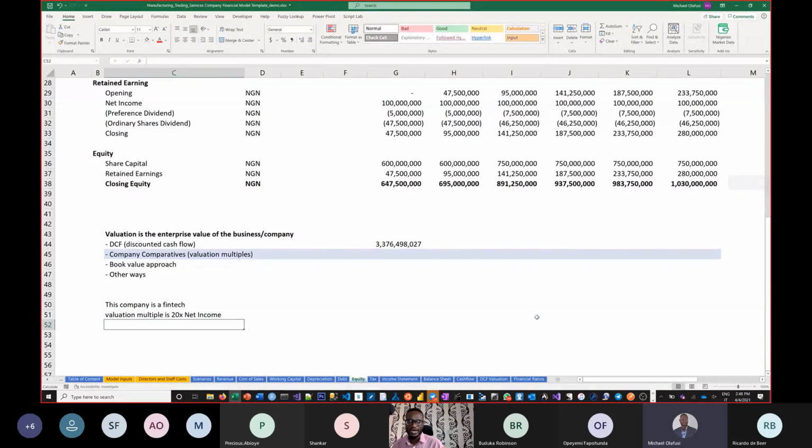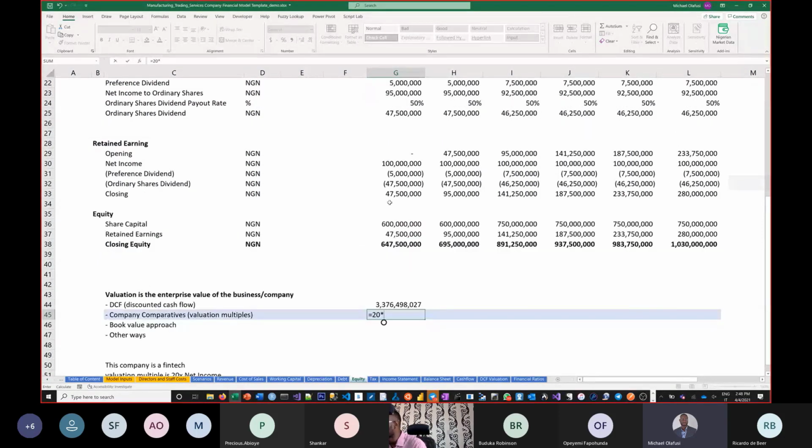Valuation multiple is 20 times net income. You know what that means? It means that the value of this company is going to be equal to 20 times its current net income. So if you are trying to buy the company right now or value the company right now, it's going to be equal to 20 times the net income. What's the net income? This.